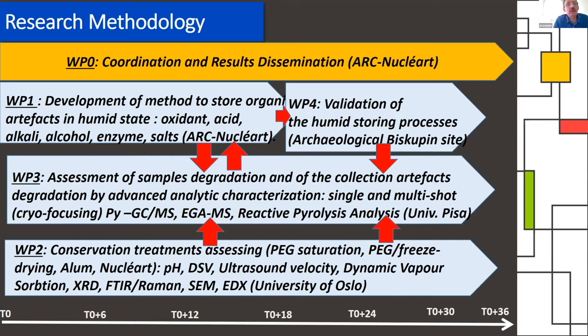All the sampling used for work package 1, work package 4, and work package 2 will be deeply characterized by advanced analytic techniques. This work will be performed by the University of Pisa, an expert in the degradation of organic materials, and the main technique used is mass spectroscopy. The duration of the project is 3 years. It began on the 1st of October of last year, and it will end on the 30th of September of the year 2023.